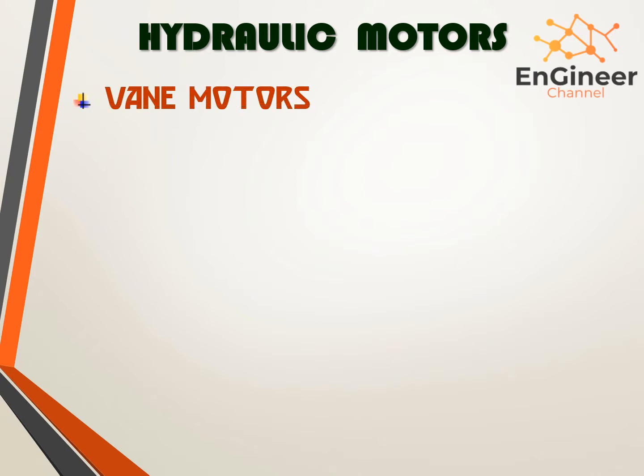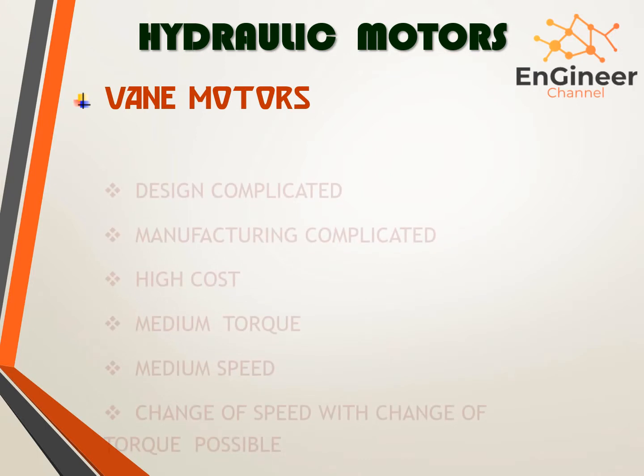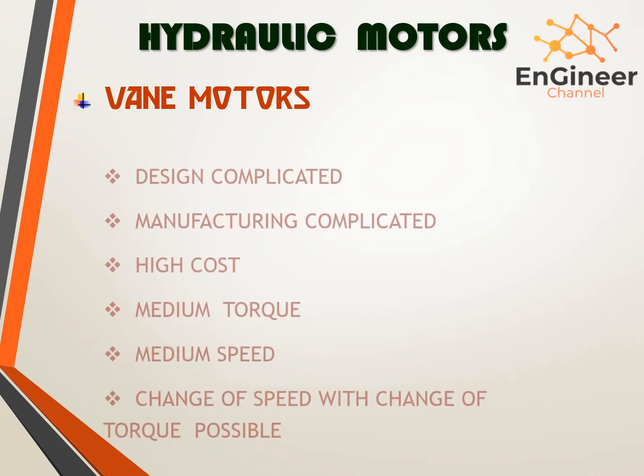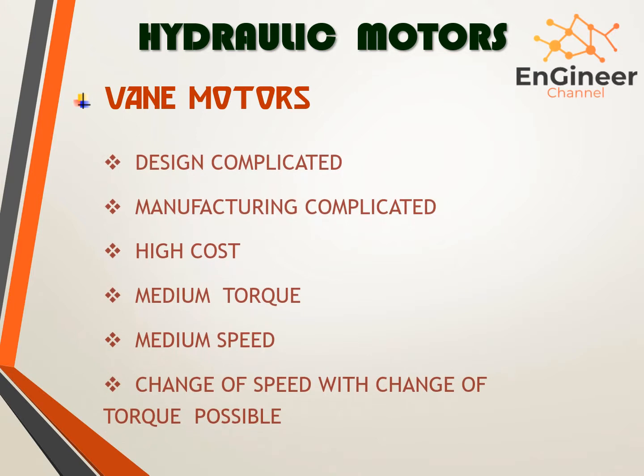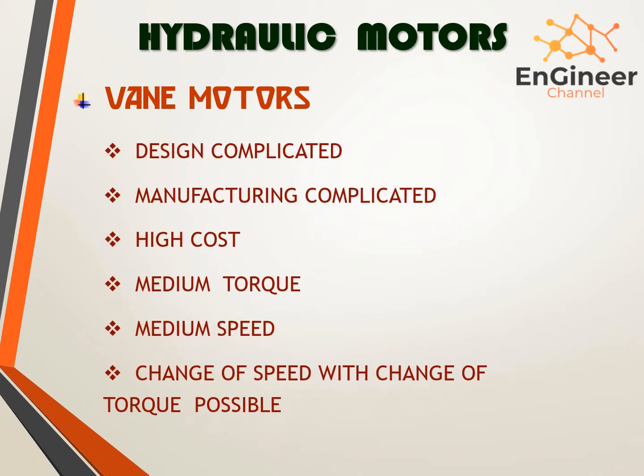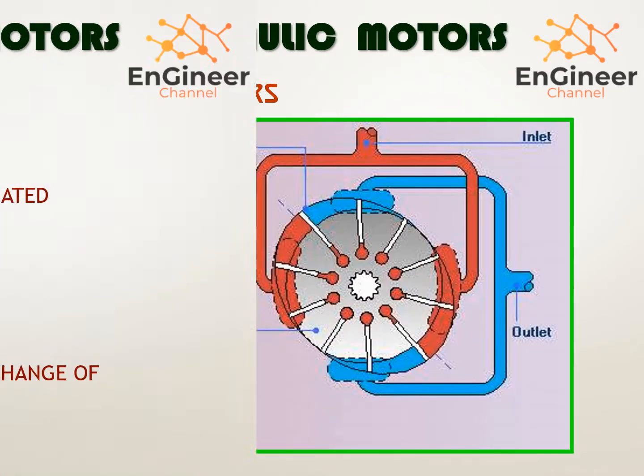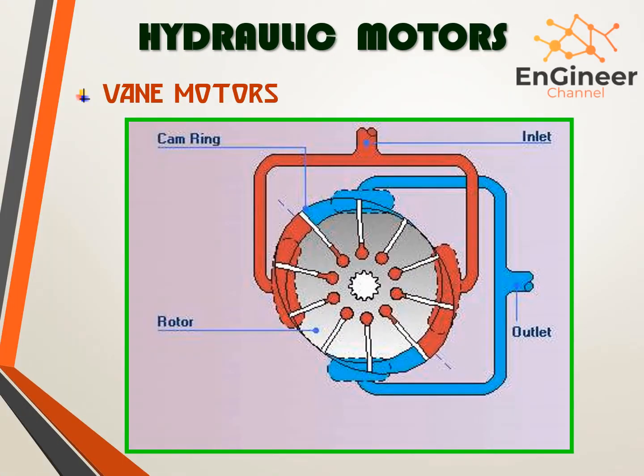Now let's discover the vane motors. These motors have a complicated design and complicated manufacturing. They have high cost, medium torque, medium speed, and change of speed with torque is possible. This is a picture of a vane motor.